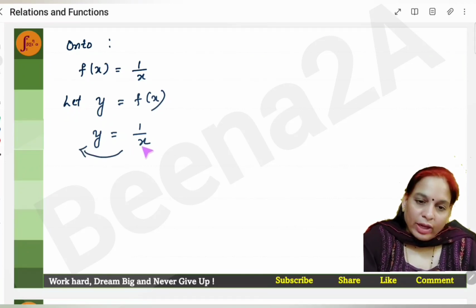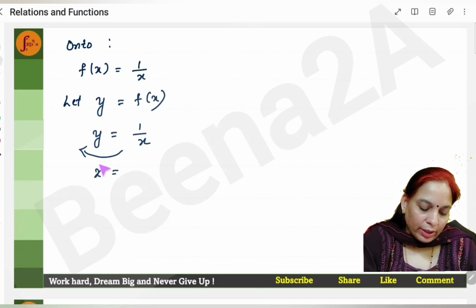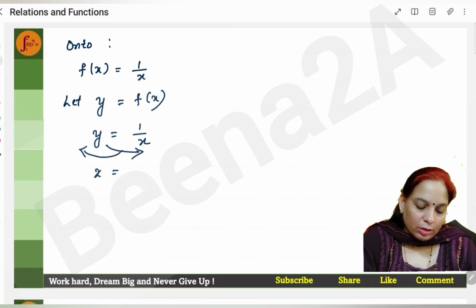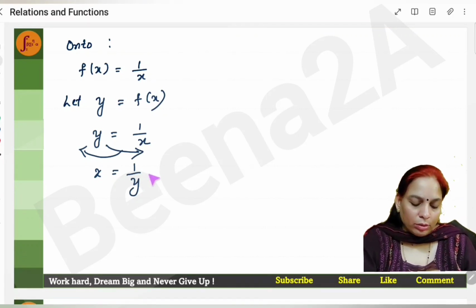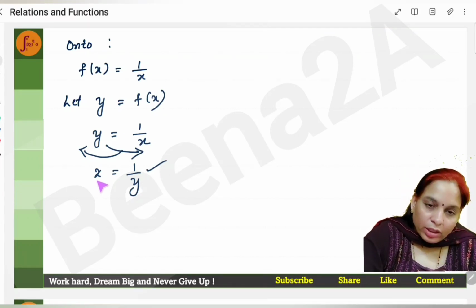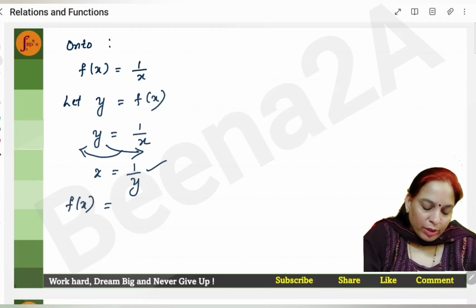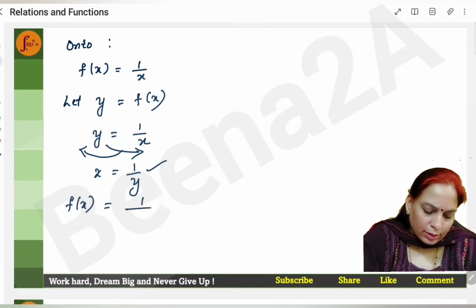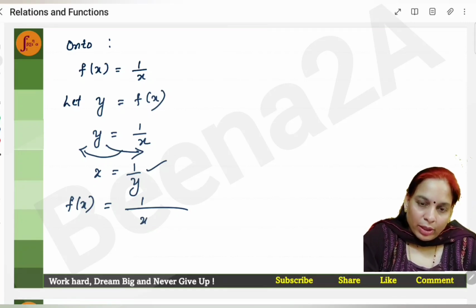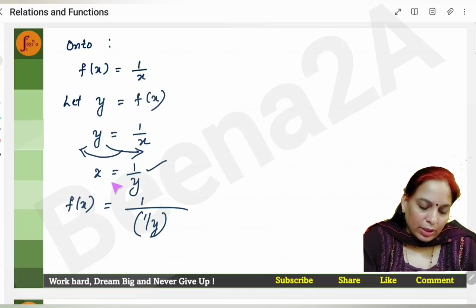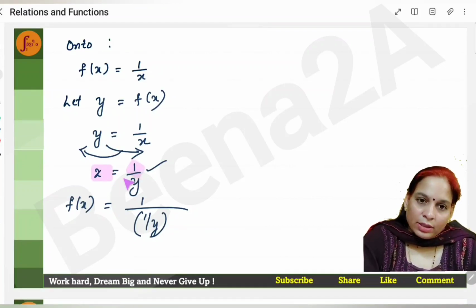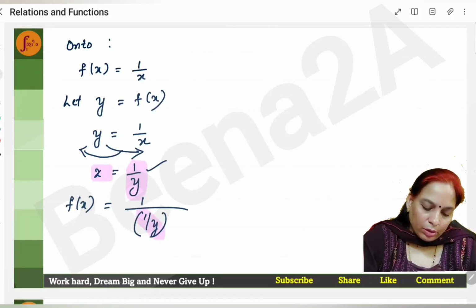Now I'll move x to this side and shift y to the other side. So I'll get x is equal to 1 by y. Now, if x is equal to 1 by y, what will f of x be? f of x is 1 by x. But what is x equal to? x is 1 by y. So instead of x, I'll put 1 by y.